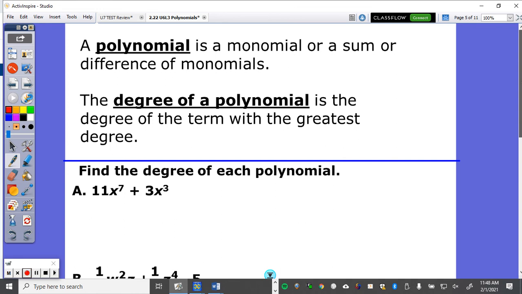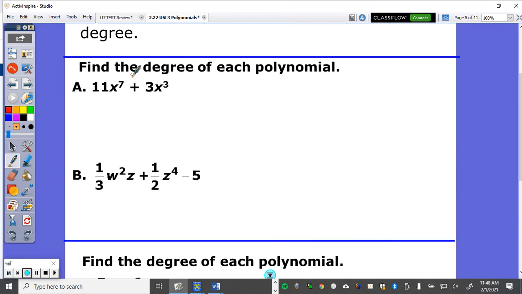Now let's look at this. I want to find the degree of this polynomial. If I look at the degree of each term, the degree of this one is 7, the degree of this one is 3, and the larger number is 7, so that's the degree of the entire polynomial. Does that make sense? Looking down here, the degree of this is 3, the degree of this is 4, and the degree of this is 0, so the degree of the whole polynomial is 4.